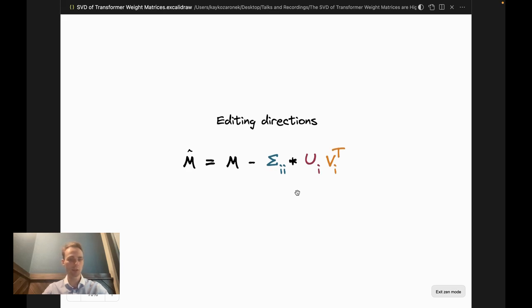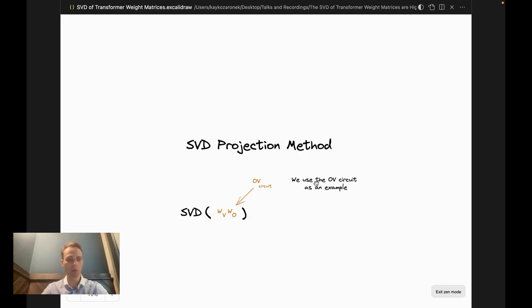And this leads to quite an interesting application where we can basically identify directions in our matrix and edit them out. So if we wanted to, say, remove the first singular vector, we can simply do so by taking our original matrix and removing the matrix that corresponds to this term. To drive this point home, let's look at the SVD projection method that the authors propose in their paper. As an example, we can take the OV circuit and apply SVD to it.